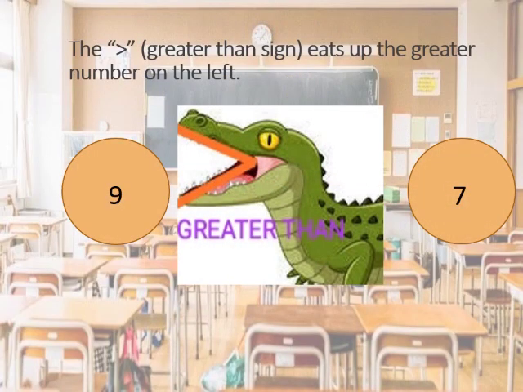So in this case, we have number 9 and number 7. Now between number 9 and number 7, which is the biggest number? Yes, it is number 9. So the alligator will open his mouth towards 9. And look at his mouth. This symbol is the greater than symbol. The open side should always face towards the biggest number. And we will read it as number 9 is greater than number 7.